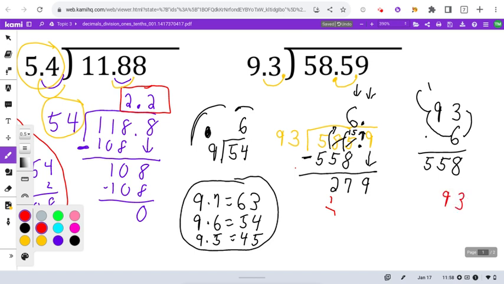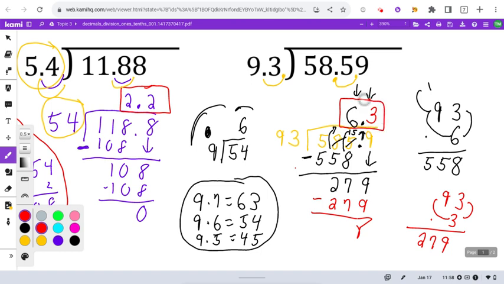93 times 3. So 3 times 3 is 9. 3 times 9 is 27. And that works out perfectly. 279. I'm going to put the 3 up here, and there will be no remainder. So this would be my final answer here, 6.3.